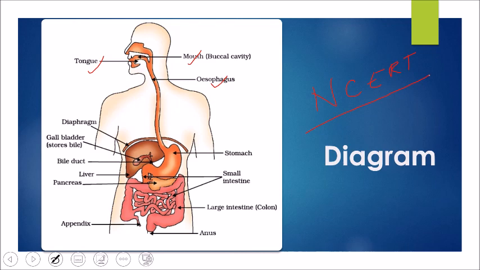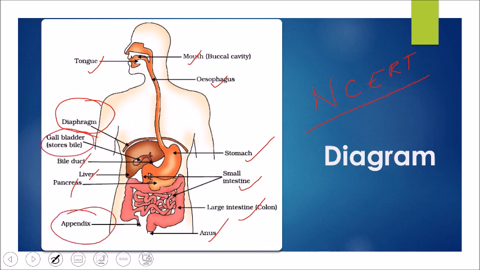Please observe there is one labeling which is the diaphragm. Why is the diaphragm present here in a digestive system diagram? Many a time students forget to label the diaphragm. They forget to even draw the diaphragm for that matter. They only focus on mouth, esophagus, stomach, small intestine, large intestine, anus, liver, pancreas, bile duct.